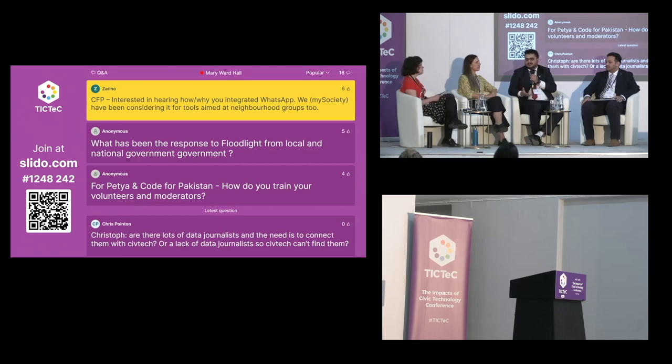But how did we integrate WhatsApp? We basically use the WhatsApp API. We dedicated a hotline. So it was basically a number, people were sending messages, and initially we were doing all of this process manually. But then we were also trying to build a microservice that could extract that data and automate that process to plug it into the platform.